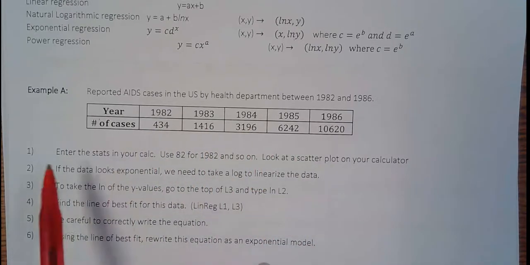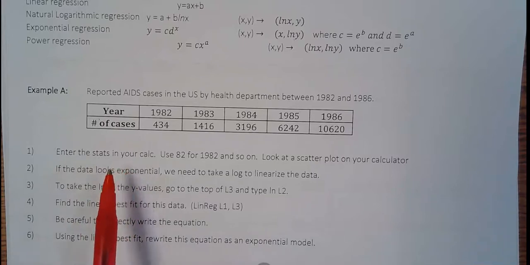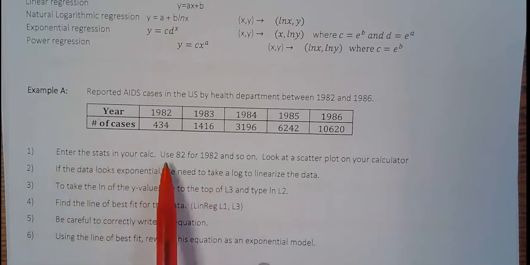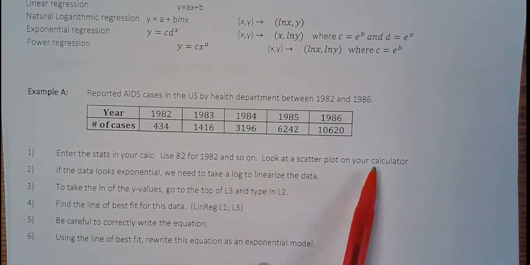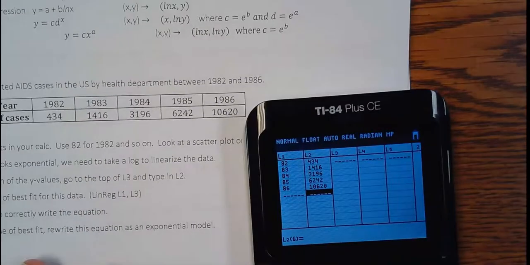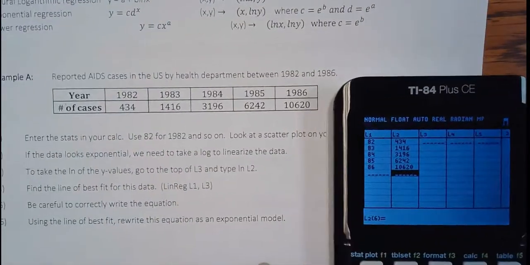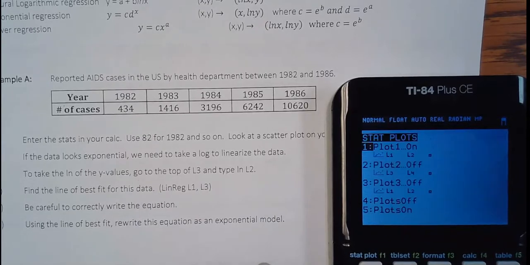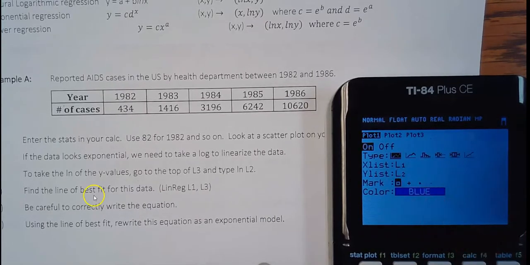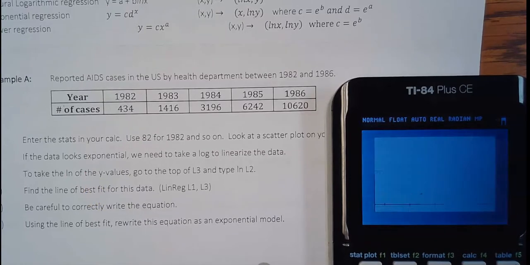So first, let's enter the stats into your calculator. Go to stat edit, put this data in your lists, and use 82 for 1982, and so on. And we're going to make a scatter plot. I've got that data in my calculator, so try that out. Remember, we'll make a stat plot out of this. Got L1, L2, got everything I want. Zoom, and we're going to use 9.